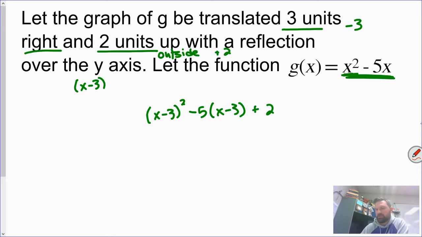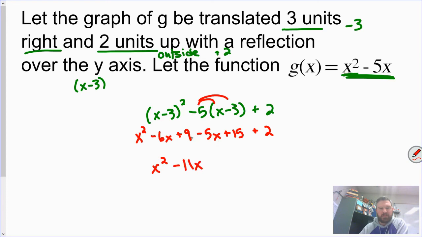We did have a shortcut for that, and that was square the first, multiply all 3 together, so negative 6x, and square the last, so plus 9. Then distribute this minus 5, so minus 5x plus 15, and then plus 2. Combine like terms, so I don't have any x squareds. Minus 6 minus 5 is minus 11x. And 9 and 15 is 24, plus 2 is 26.